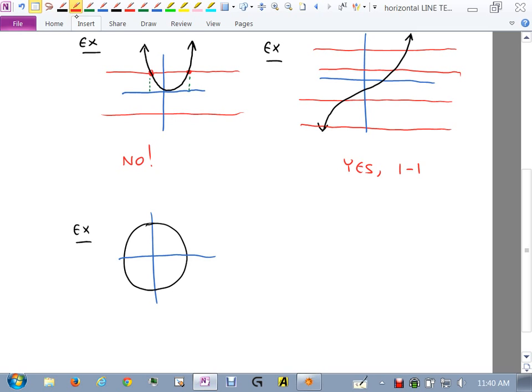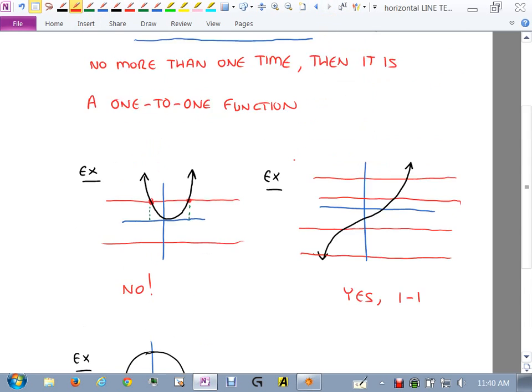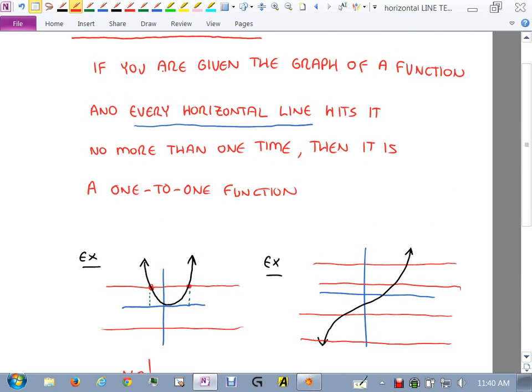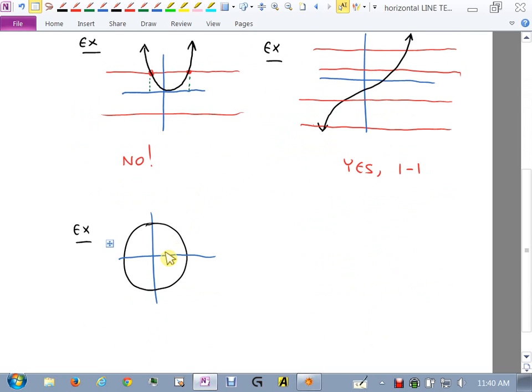Now that's important because look at what I said here for the horizontal line test. If you are given the graph of a function, and every horizontal line hits it at most once, then it's one-to-one. So this one right here isn't even a function. It makes no sense to talk about whether or not it's one-to-one if it's not even a function to begin with. So the answer would be no, but it's no because it's not a function to start.